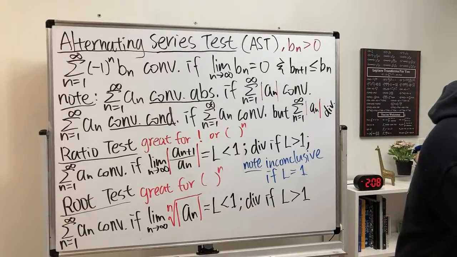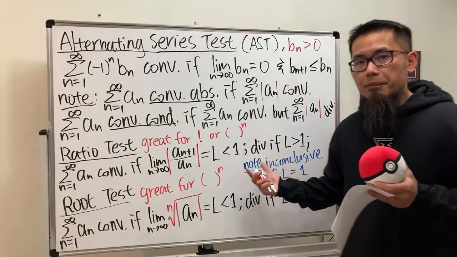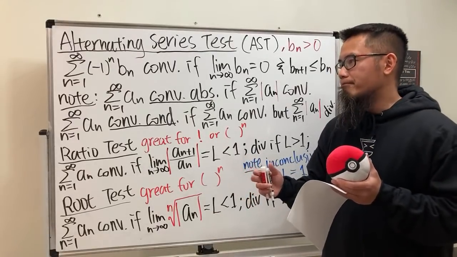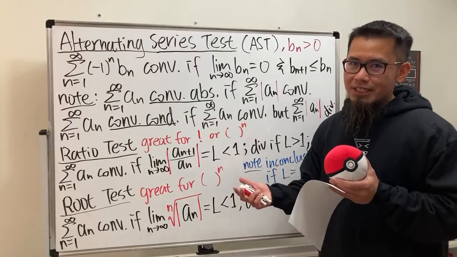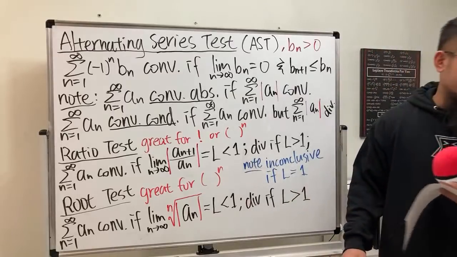All right, you guys are doing okay? If L is equal to 1, it's inconclusive, meaning that you should try the other tests, such as the direct comparison or the limit comparison, or maybe telescoping, things like that, right?